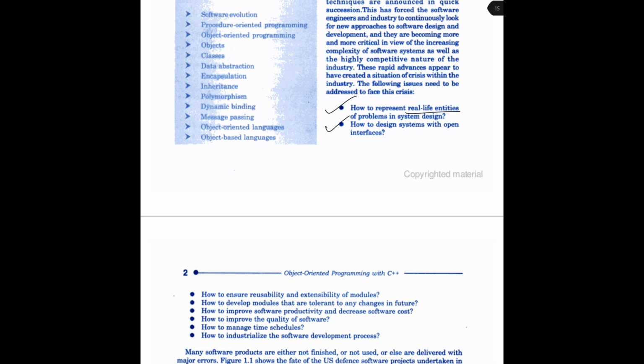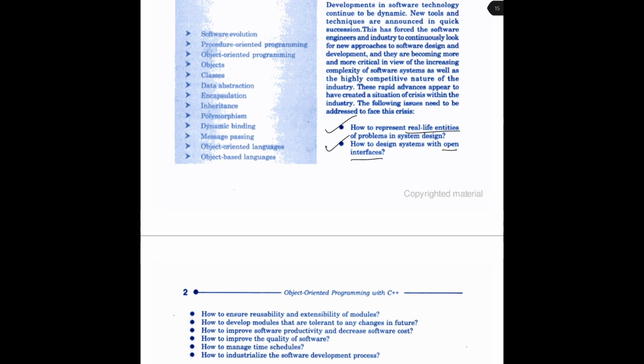The next point is how to design a system with open interfaces. By open interfaces, we mean that we should design a system which is open to new technologies, which can work with the new technologies or tools that come in. That simply means that we should develop a system which is scalable in future.